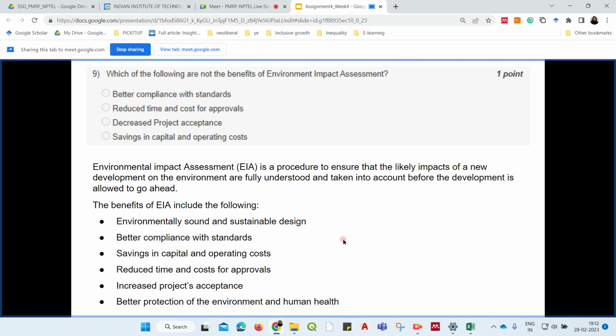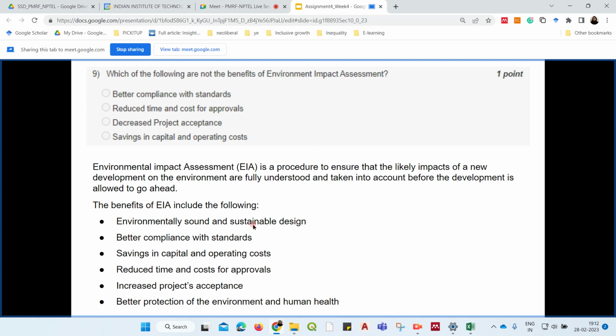Then decreased project acceptance. Here we discussed that the project acceptance increases as it is better compliant with standards and is environmentally sound and sustainable in design. So the acceptance rate increases. So evidently this is the correct answer for this question. So decreased project acceptance is not one of the benefits of EIA. I hope this is clear.